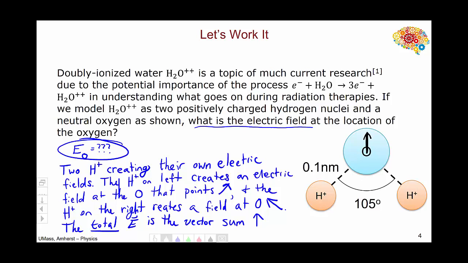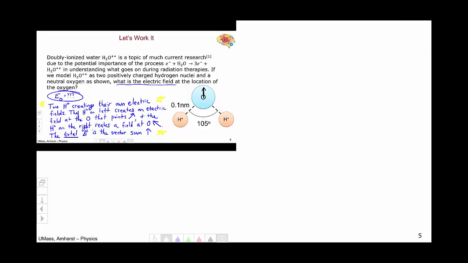Do not forget this step. It is really, really valuable to help you see what to do. Because now that I've already written down what's physically going on, I can look at what I've written and determine what to do. So looking at this, I have two hydrogens. I've got the one on the left creating an electric field, so that'll be my first step. Find the electric field from the hydrogen ion on the left using, we know the formula for electric field.